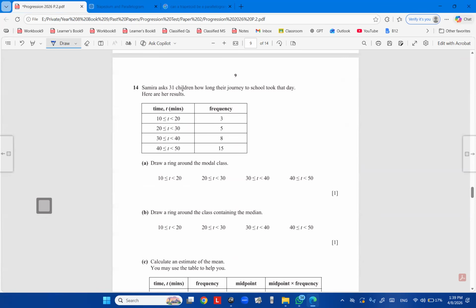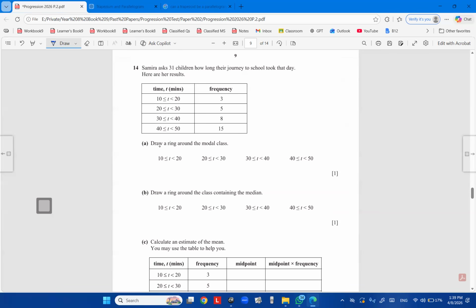Samira asks 31 children how long their journey to school took that day. Here are her results. They are saying to draw a ring around the modal class interval. So the class interval that is repeated the most, you're going to find out that it is 40 to 50. So it is here.